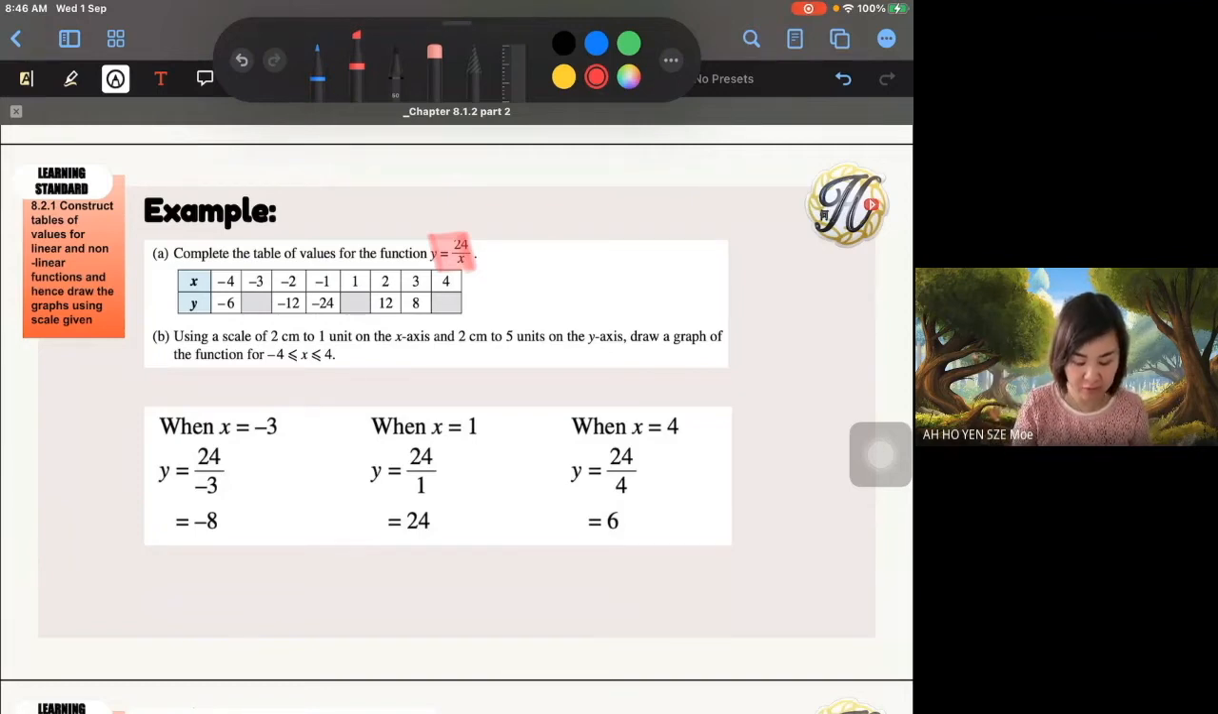So same thing, to fill up this one, you just substitute the value in. When x is -3, 24 over -3, you get -8. 24 over 1, you get 24. This one, you get 6. Okay? So when you press the calculator, it's also the same thing.